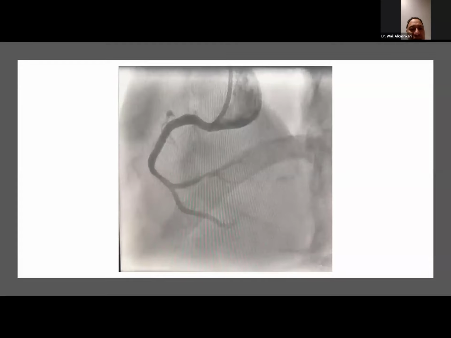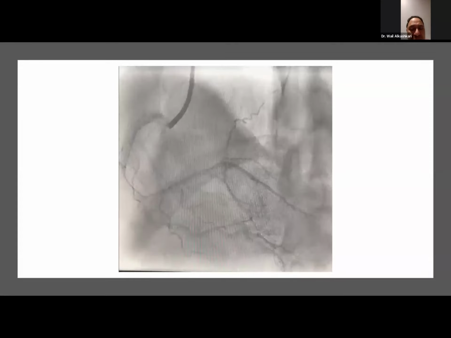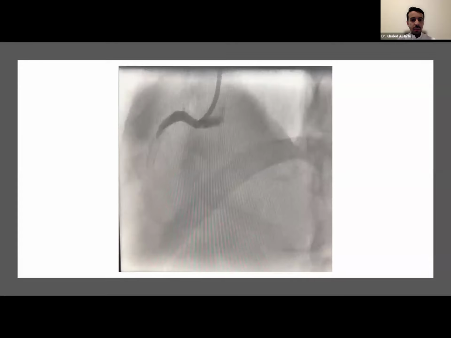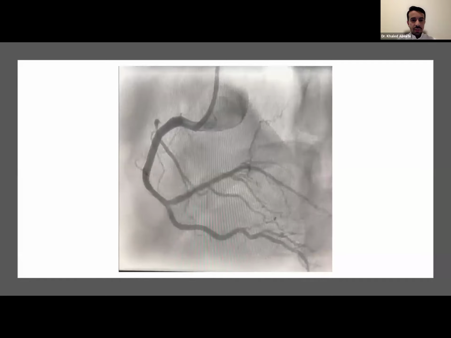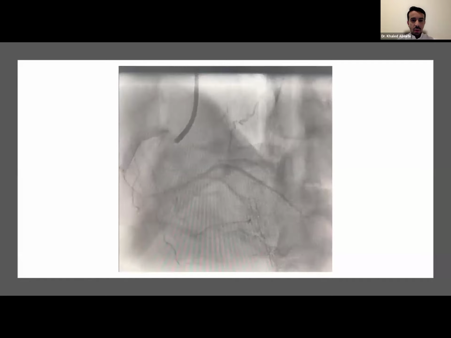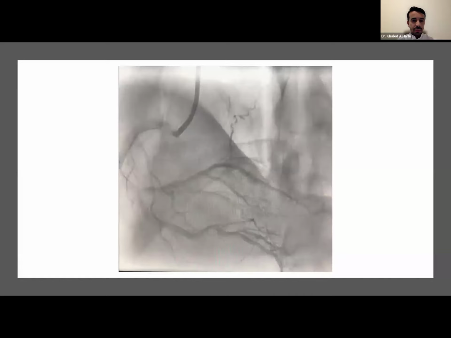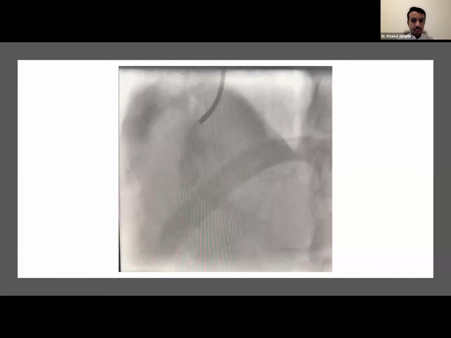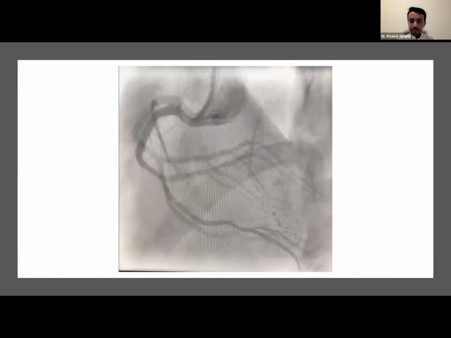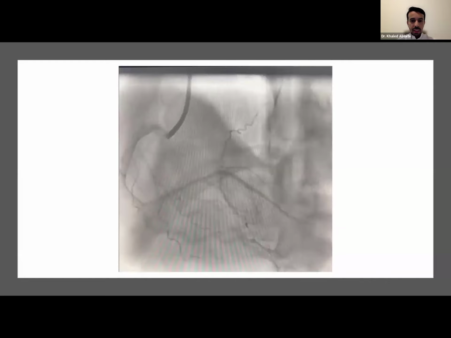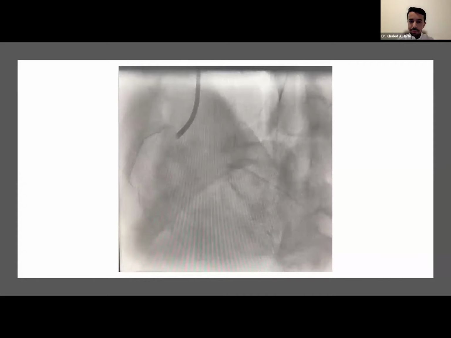Can you tell us what are the sizes and the length of the stent, Khalid? Yeah, so this is 3.5 in the mid RCA and 4.0 in the proximal RCA. We post-dilate with the 4.5 NC balloon proximally, and 4.0 in the mid RCA. And we use DCB 3.0 by 20 in the distal RCA.